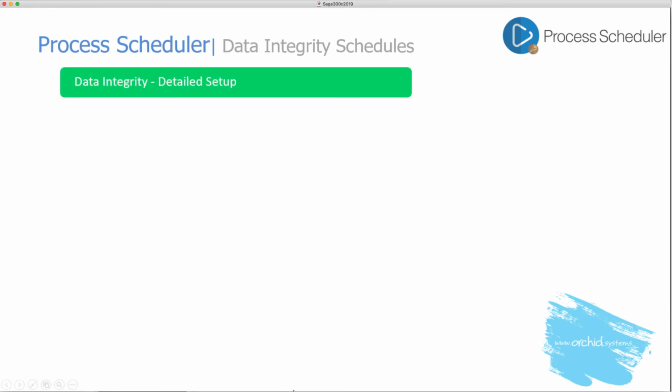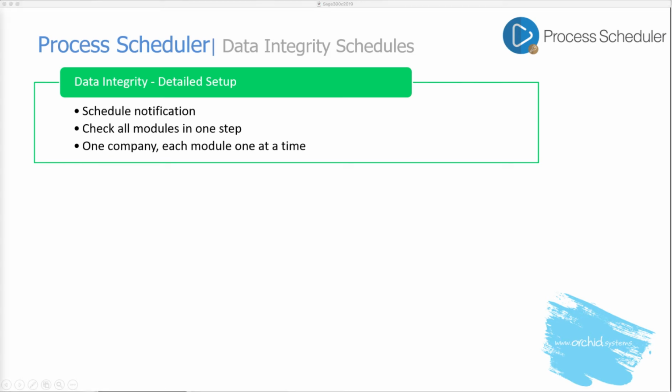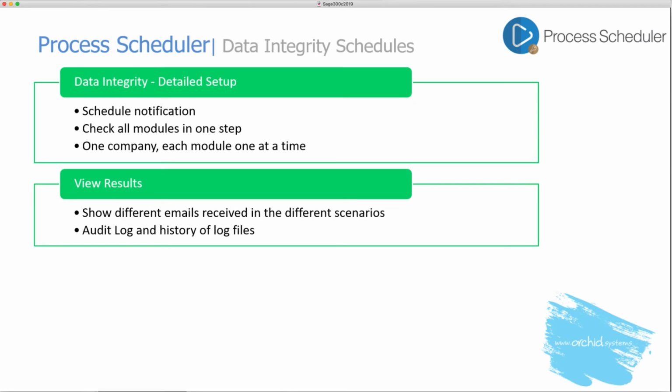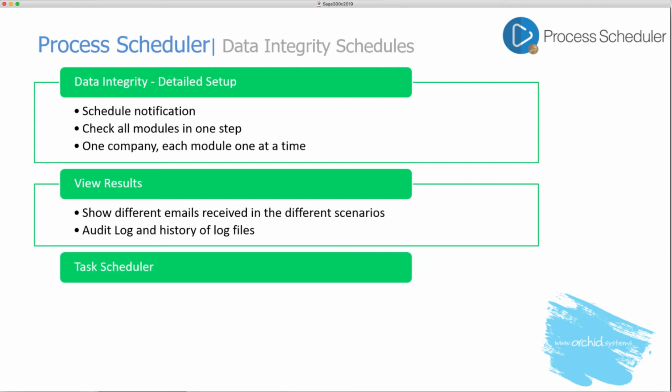We are going to look closely at the steps to create a schedule for data integrity, look at the options around schedule notifications, and look at the difference between doing a task to check all modules in one step or one company, each module one at a time. We'll then view the results, show the emails received in the different scenarios, look at the audit log and see how we can keep a history of all the log files. We'll also look at how we can clear the log files.